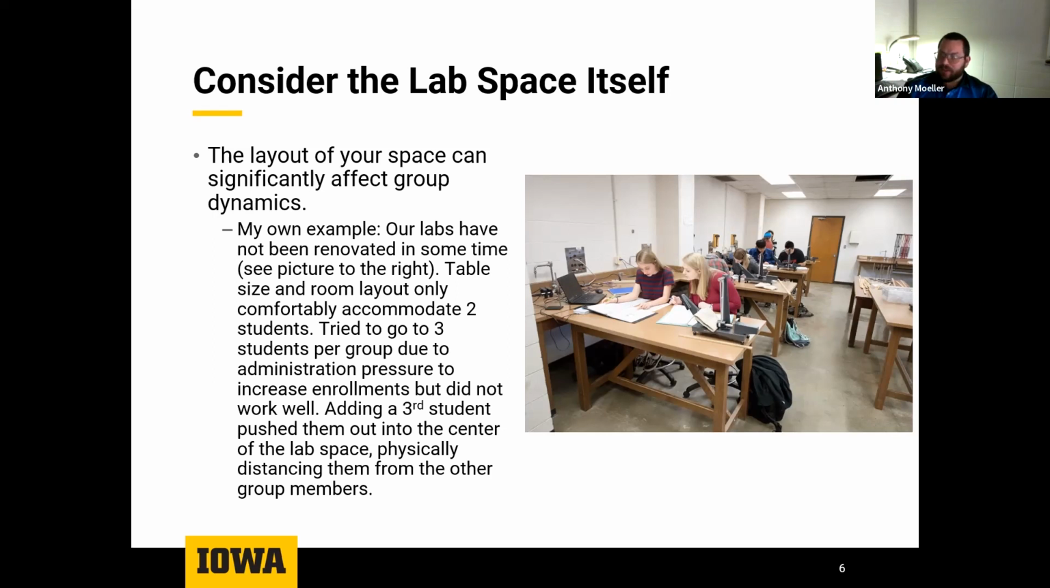Well, while that works in many settings, what we found in our lab is it didn't work, because what ended up happening is that third person was basically almost sitting out in the aisle and was physically distanced from their lab partners and really wasn't able to be an active part of the group. Even though a lot of literature on groups says, hey, 3 group members works great and is better than groups of 2, well, if you don't have the space to allow that, that's not always the case.